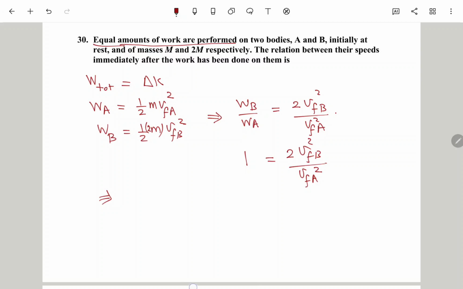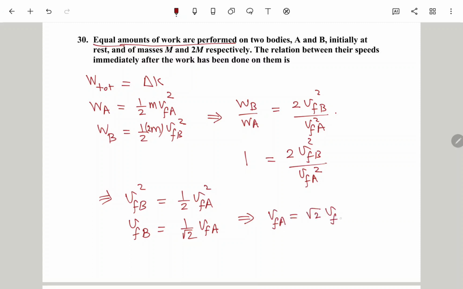Now rearrange this one here, V final B squared is equal to half V final A squared, or V final B is equal to 1 over square root of 2 times V final A, or in other words, V final A is equal to square root of 2 times V final B.